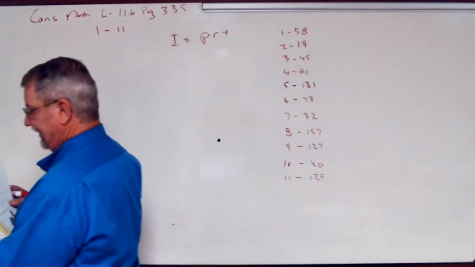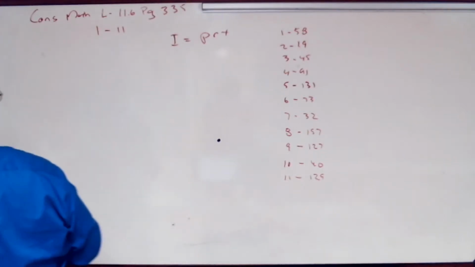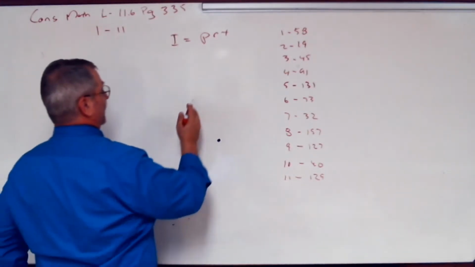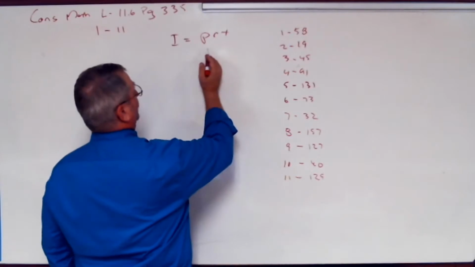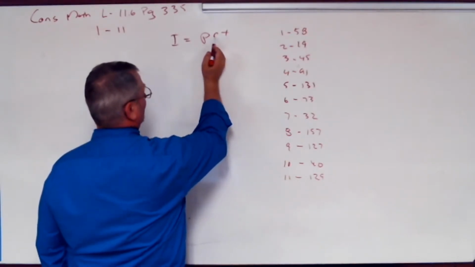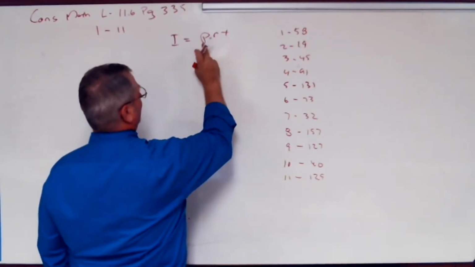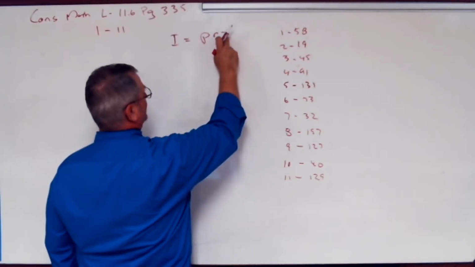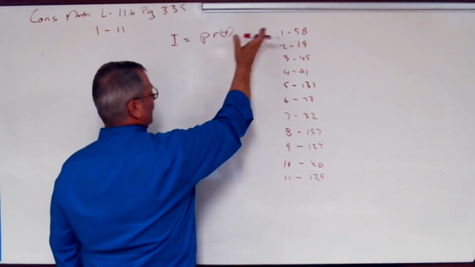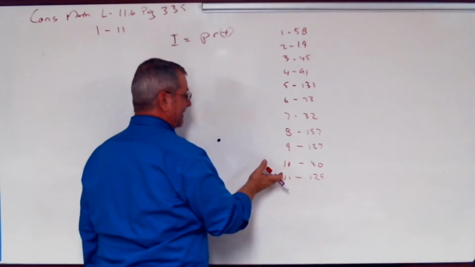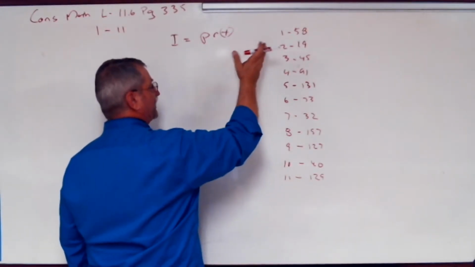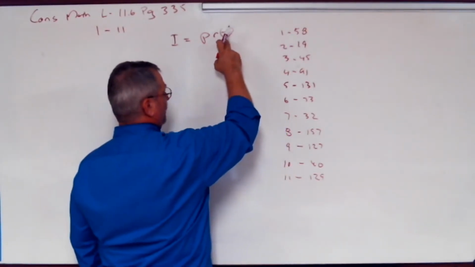All right, now you have to listen to me just a little bit here. This is very easy to do. They're going to give you a principal. They're going to give you a percent. You change it to a decimal. It's this times this times this. This right here is in terms of days.